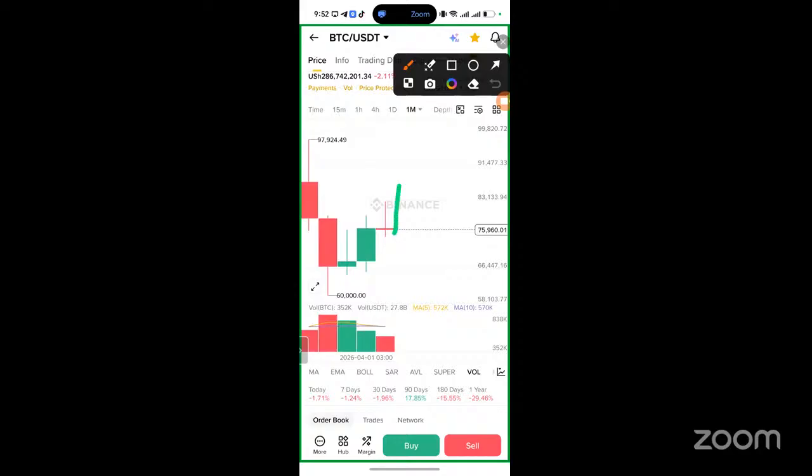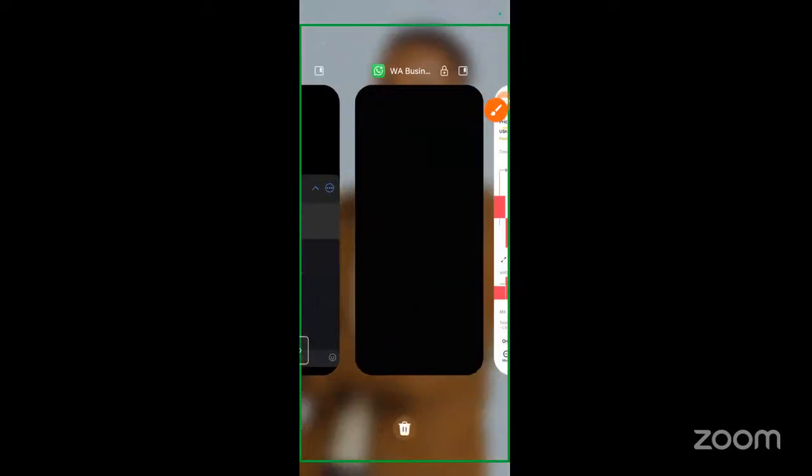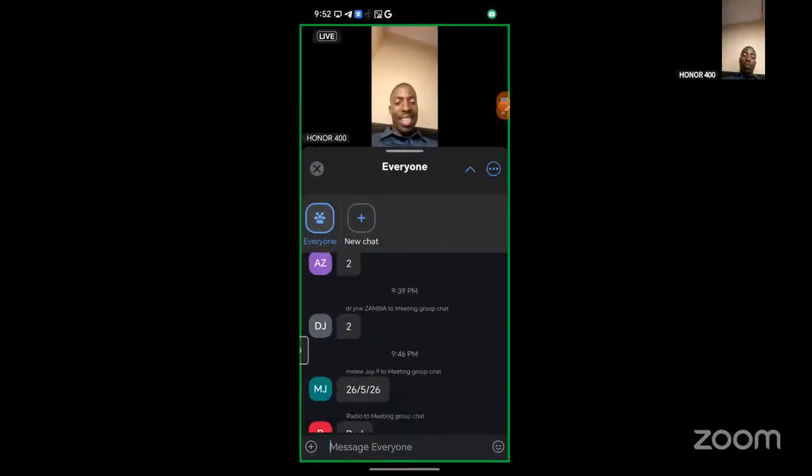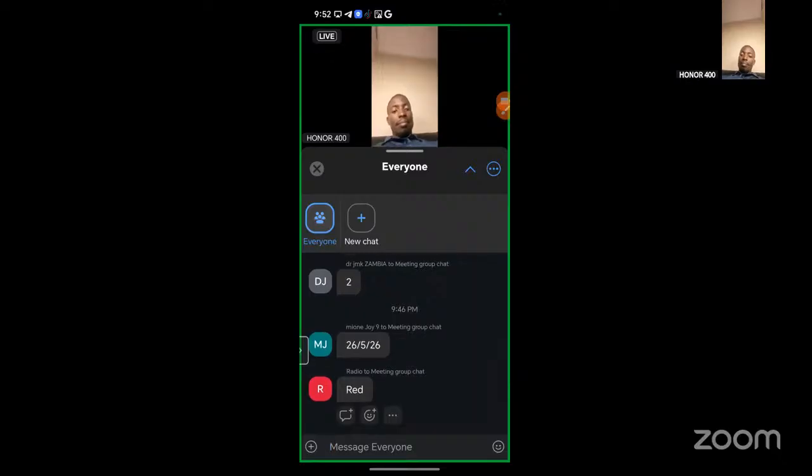Who can predict the next candle? Will it be green or red? Next month's candle will form just here, after this one. Who can predict whether it will be green or red? Please help me if you're here. Who can predict next month's candle, June? Nobody.